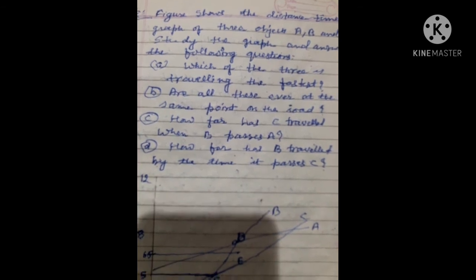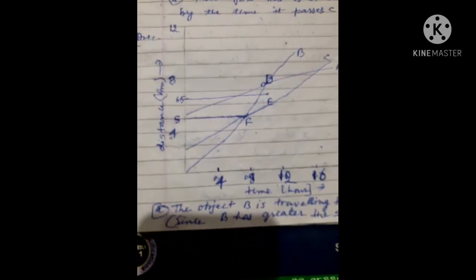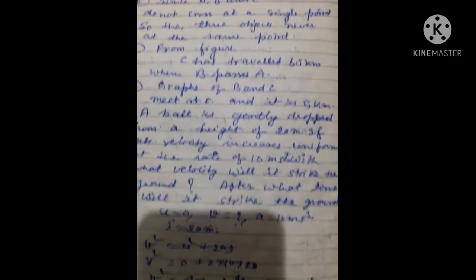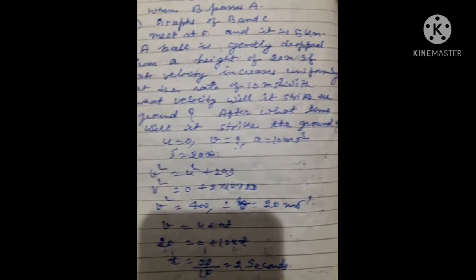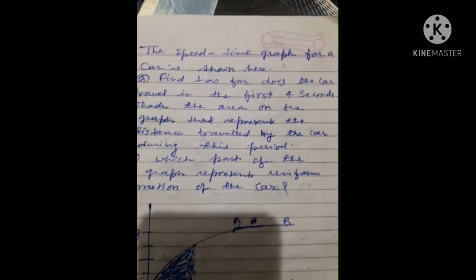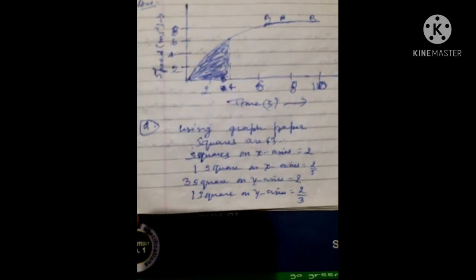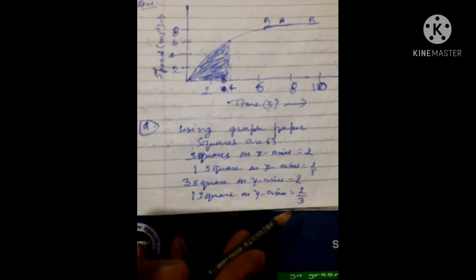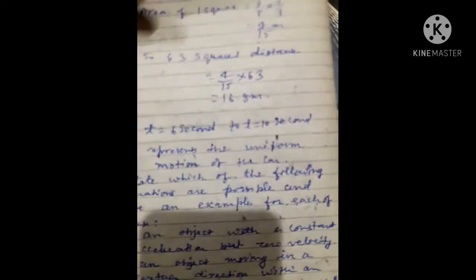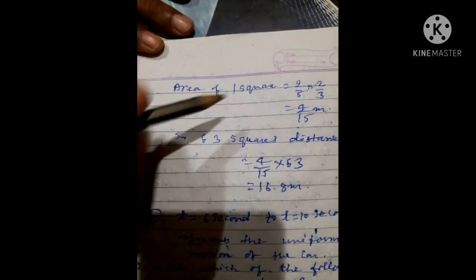The figure shows the distance-time graphs. One square on the y-axis is 2 by 3. If you plot all these things on graph paper, then you are able to understand all these things. There is no problem. Area of a square is 2 by 5 into 2 by 3.